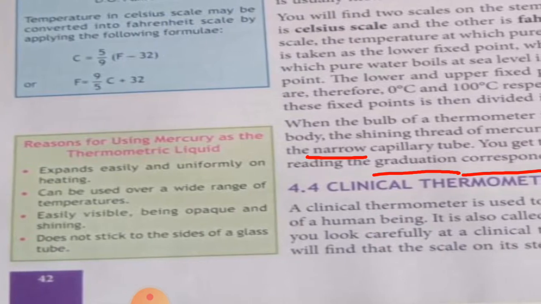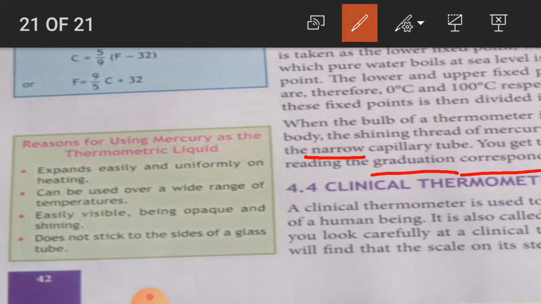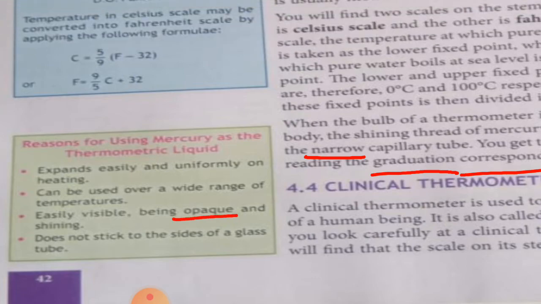Now the third, easily visible, being opaque and shining. So here you have to underline opaque, means not transparent. Mercury is shiny and not transparent and is easily visible from the capillary tube of thermometer. Now next, does not stick to the sides of a glass tube. So mercury is not a sticky liquid. Because of this, it does not stick anywhere in the glass capillary tube and can easily expand.